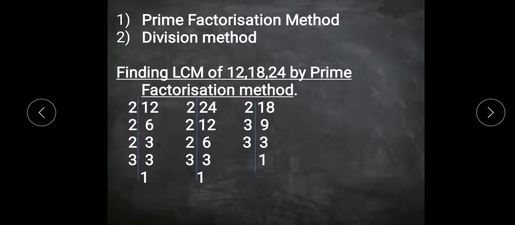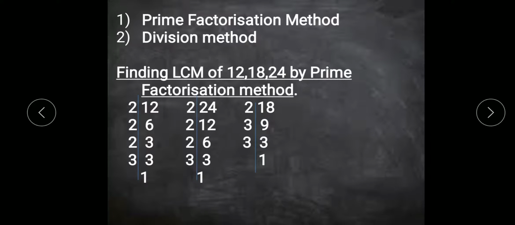The prime factors of the given numbers, that is 12, 24 and 18, are as follows. As you can see, on dividing 12 by 2 I get 6, 6 by 2 I get 3, and dividing 3 by 3 I get 1. Similarly, on dividing 24 by 2 I get 12, 12 by 2 I get 6, 6 by 2 I get 3, and 3 by 3 I get 1.